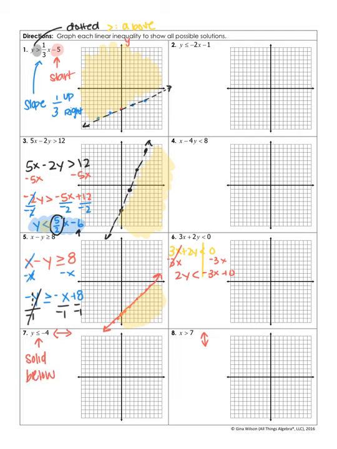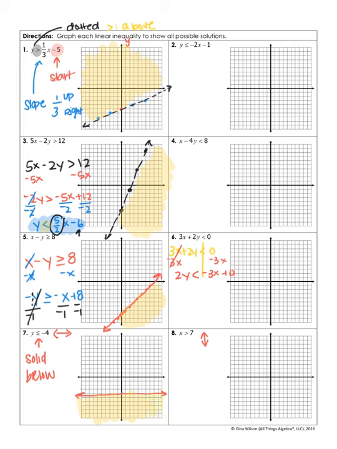So I'm going to find -4 and draw a horizontal line. So this is where y is -4. And then you're going to shade below that line. So your answer is anything less than or below -4.